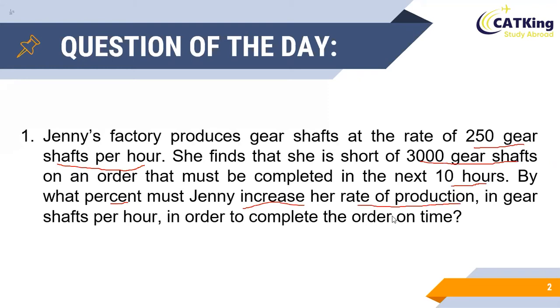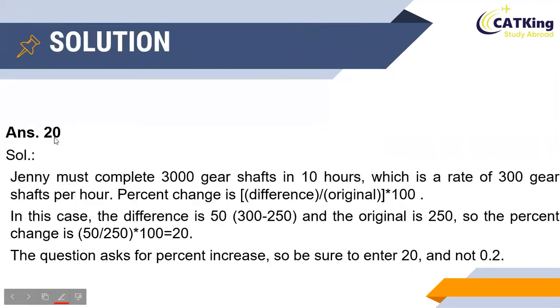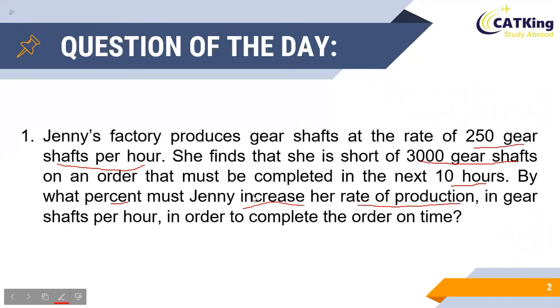Before we move on, I would request you all to pause this video and try solving this question on your own. In case you couldn't do it, do not lose hope since I am here to help you out. Before we move on to the detailed solution, let us take a quick glance at the correct answer. As you can see, the correct answer is 20, or Jenny needs to increase the rate of production by 20%. Let us see how we arrived at this particular answer.